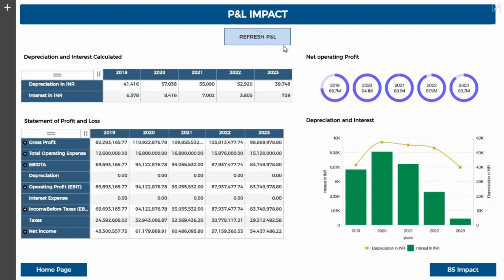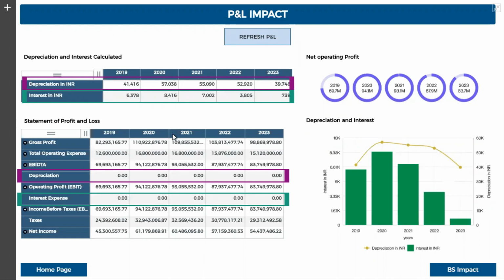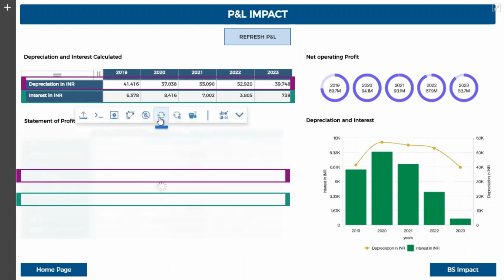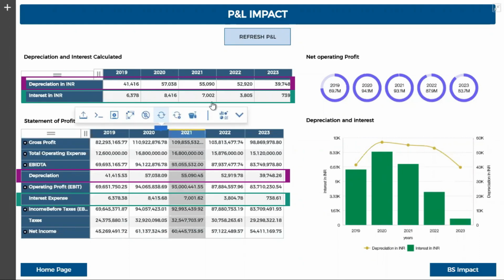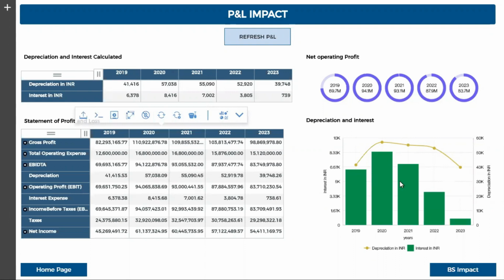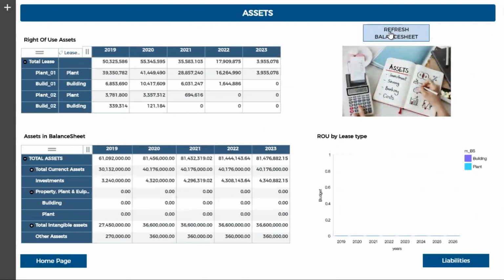Click on Refresh P&L. Here you could see the impact of depreciation and interest on operating profits of the company, and it will reduce the net profit during the initial years of the lease. In balance sheet, refresh the balance sheet.